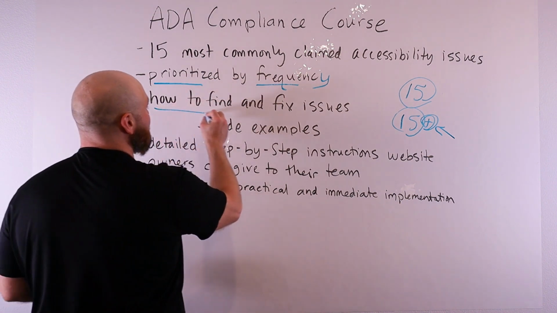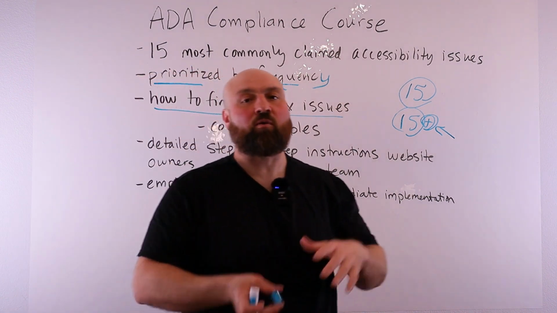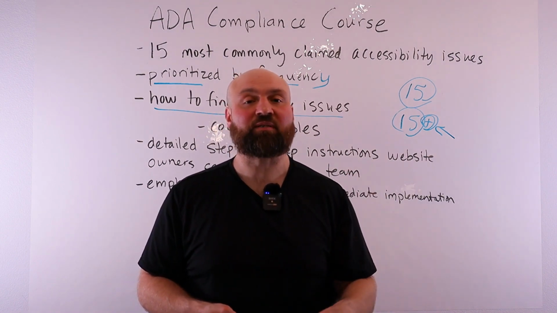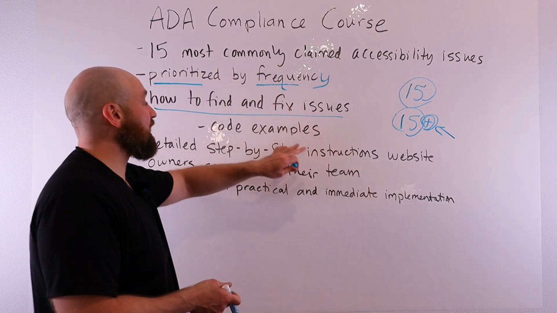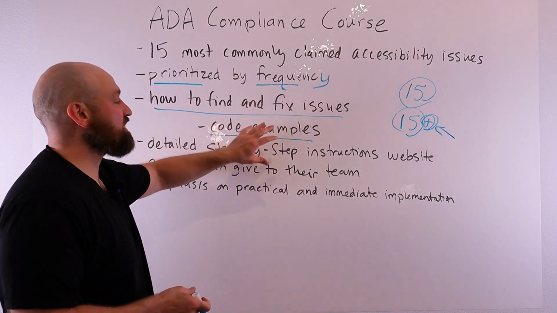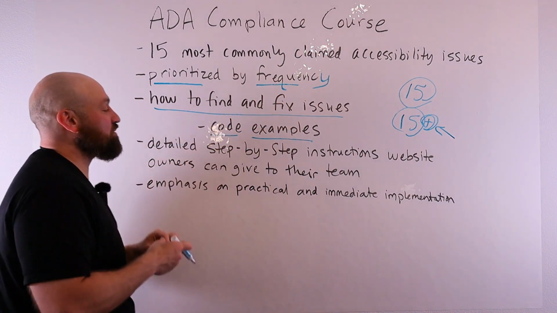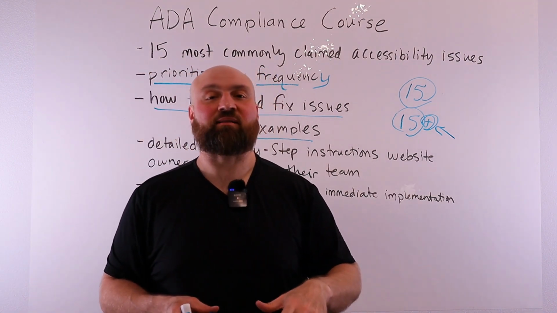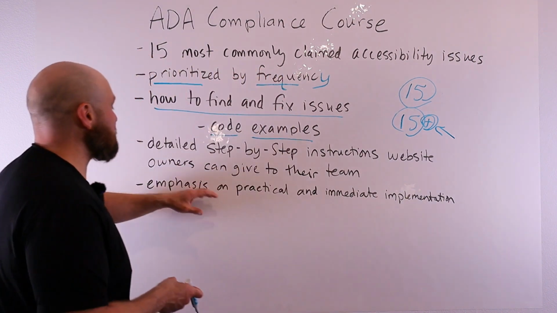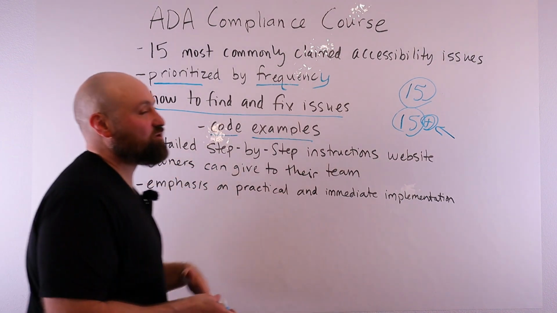This course also tells you how to find and fix the accessibility issues that are commonly claimed. So not only will I tell you what issues there are, not only will I prioritize those issues, I will also tell you how to find them on your website and how to fix them. And when I tell you how to fix them, I get very specific with code examples. So this is going to help your developer work through these issues and know exactly how to fix them. And of course, when I talk about the code examples and the level of specificity I have, the course is extremely detailed. And this is because I made it to be step-by-step instructions that website owners can give to their digital team. So these instructions are very detailed.